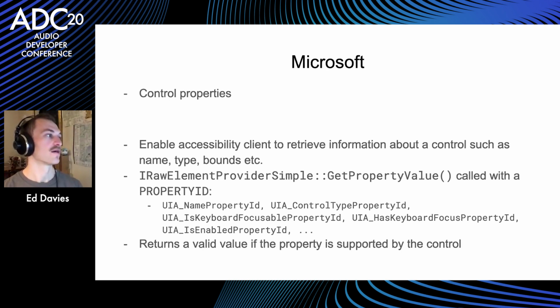And control properties are what enable an accessibility client to retrieve information about a control. So information such as the control name, the control type, its bounds, and so on. And the provider simple interface has a GetPropertyValue method, which is called with one of these property IDs that are listed there. There are multiple. We won't go into them all here, but there are just a few examples there. And this needs to return a valid value if the property is supported by the control. So there are some required properties, but most are optional. And also they are context dependent. So these are really analogous to the NSAccessibility properties that we talked about earlier.